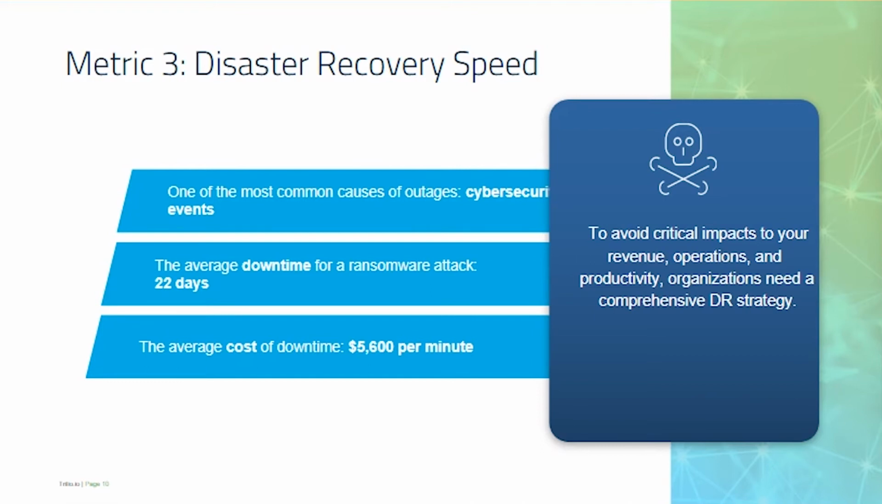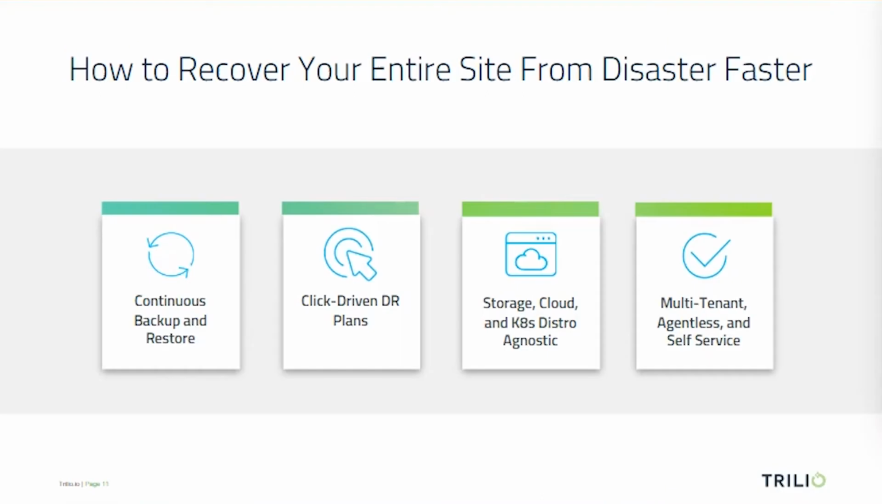In terms of outages, the number one cause of outages is cybersecurity events or cybersecurity attacks, especially pertaining towards ransomware. The average downtime, based on some studies we found, is about 22 days for a ransomware attack, which is quite significant. And the average cost of downtime is over $5,000 per minute. So if you do some of the math on that, you could easily catch yourself spending quite a bit of money to recover from a ransomware attack if you don't already have a disaster recovery plan set into place.